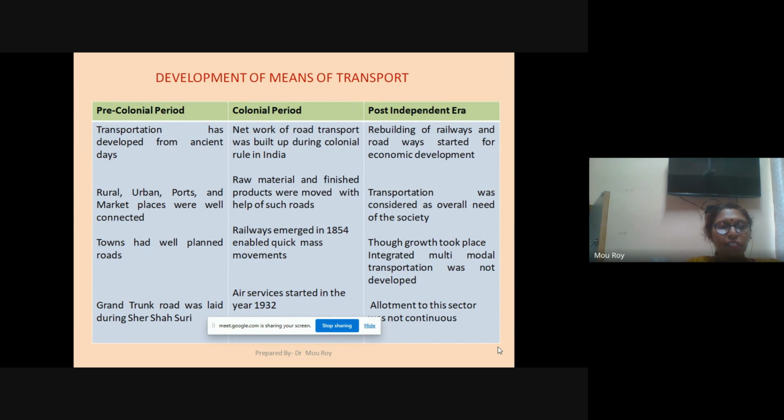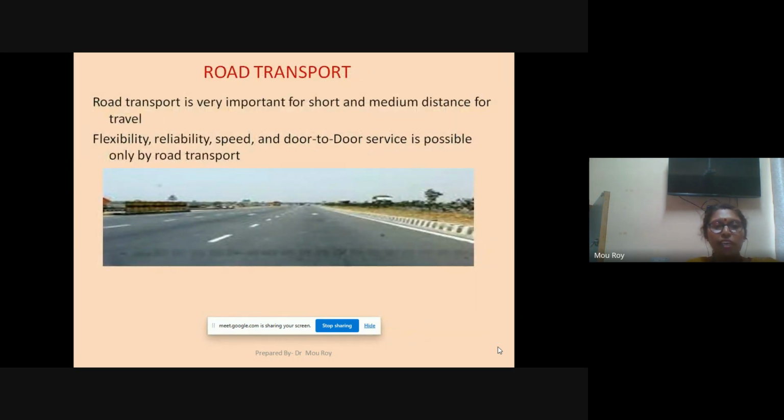And when we have road transport, there are cars, buses, and motorcycles, which are commonly used for road travel in tourism. Road trips can also offer flexibility and the opportunity to explore off-the-beaten-path destinations. As I told you, earlier, in the pre-colonial era, there were only single roads, but now there are four-lane roads. Distances which used to take 5 to 7 hours to cover, you can now cover within 2 to 3 hours. So that is how there is flexibility, reliability, speed, and door-to-door service possible if you go by road transport.